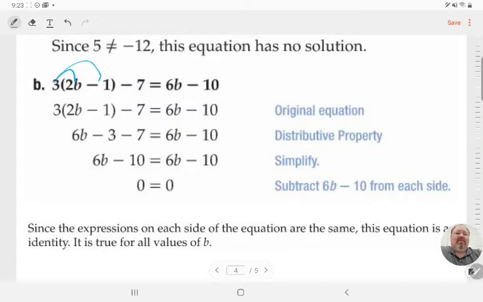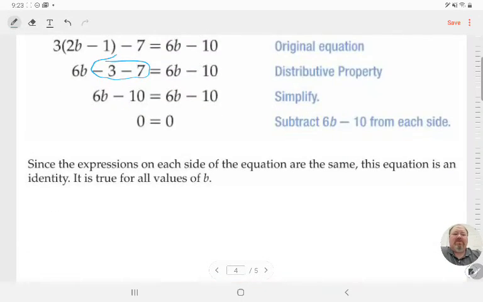And then on b, again, you distribute first, and so I would end up with 6b minus 3 minus 7 equals 6b minus 10. Combine like terms right here. That gives me 6b minus 10 equals 6b minus 10. I can stop right there, but if I wanted to simplify, I could subtract 6b from 6b, I would get 0, then add 10 to both sides, and I end up with 0 equals 0. Okay? So all values, so that's an identity. Okay? So just remember those.